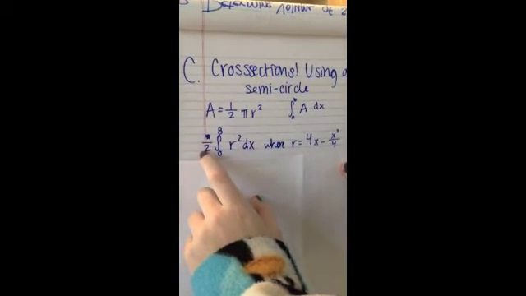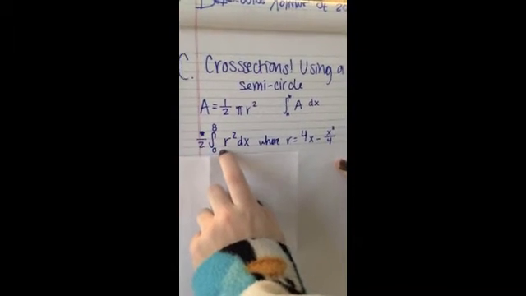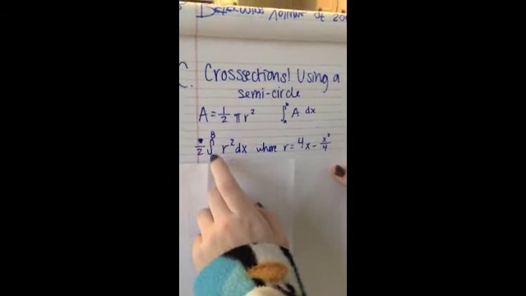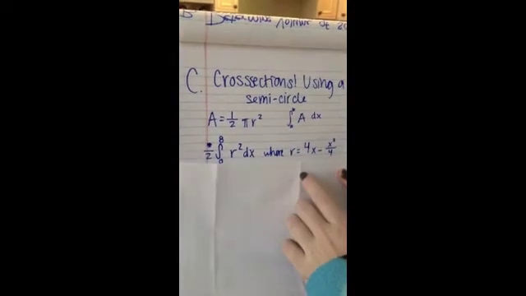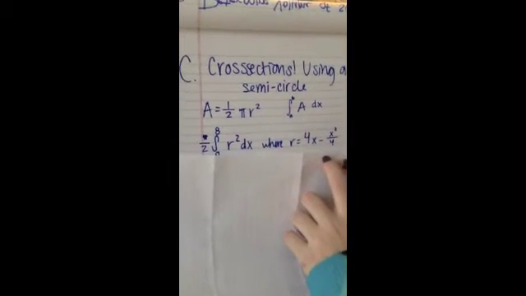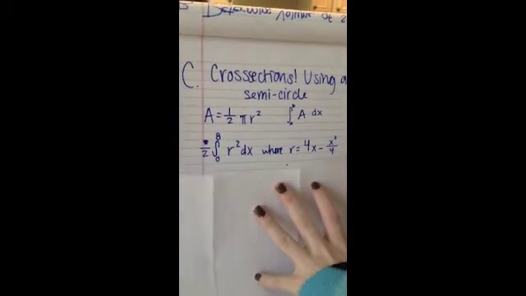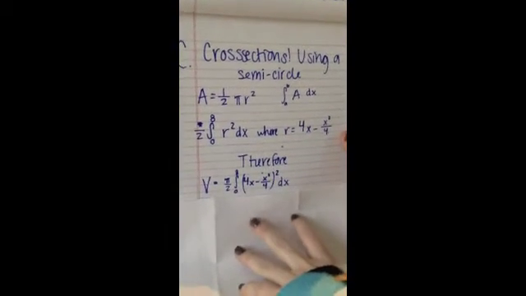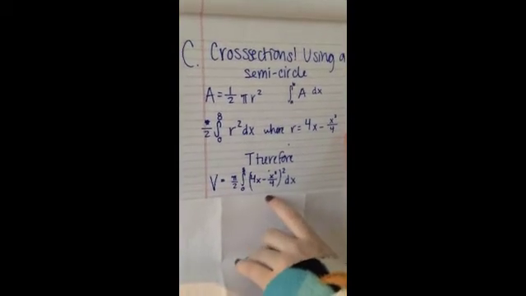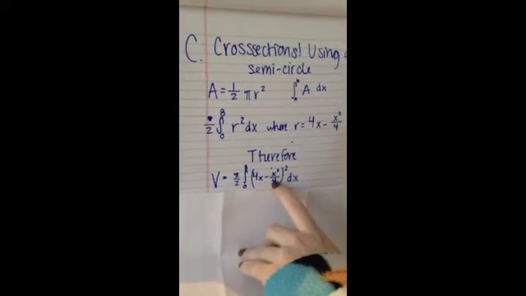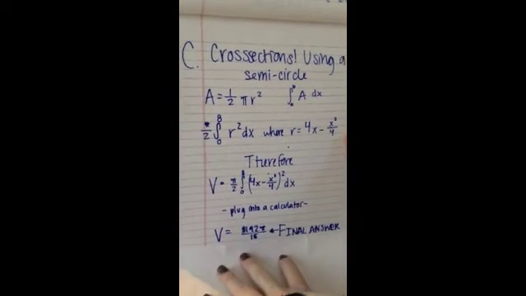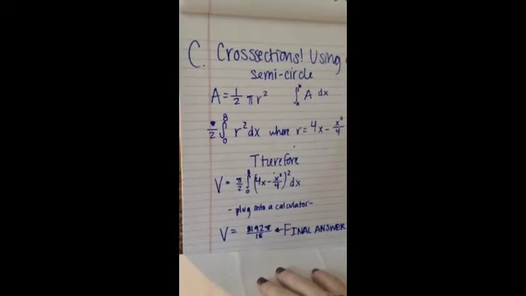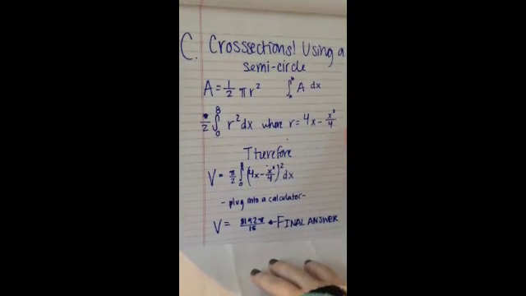We've got pi over 2 on the outside because it's a constant, and then it's the integral from 0 to 8 r squared dx, where r is going to be the equations that we've been using, 4x minus x squared over 4. Therefore, when you plug all that in, it's this big mess. It looks like that. You've got your r squared from before, dx. And when you plug that into a calculator, you will find that your V is going to be 8,192 pi over 15 as your final answer.